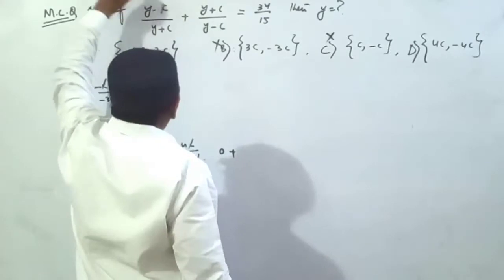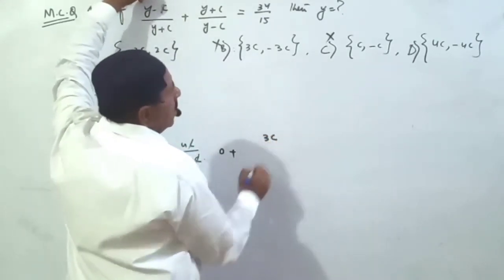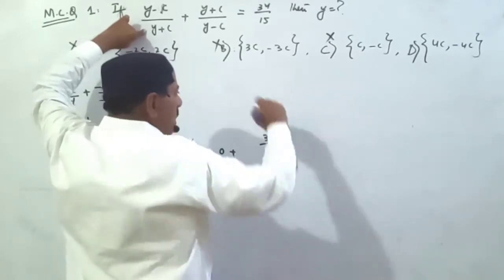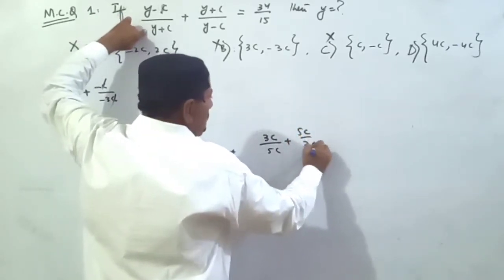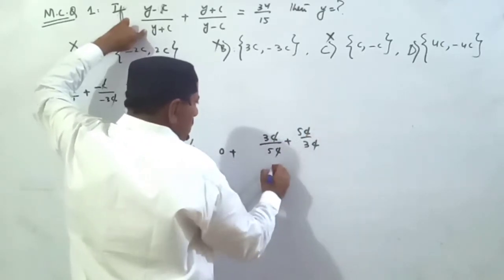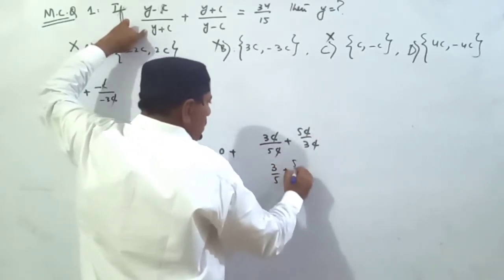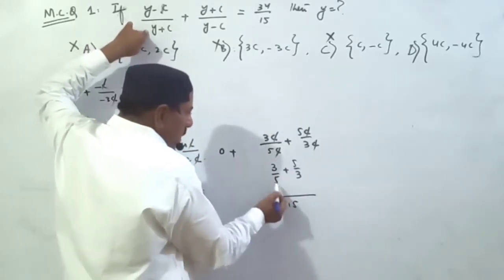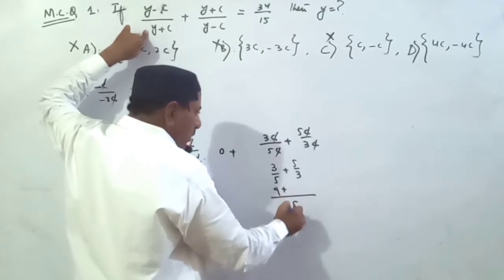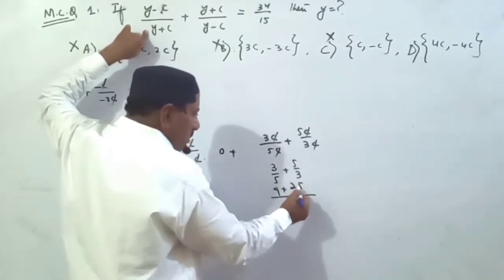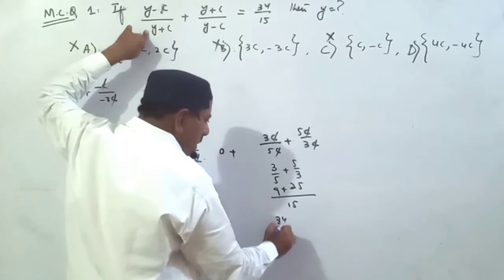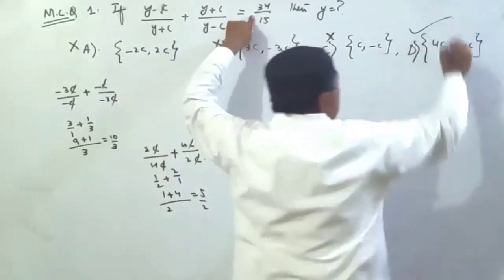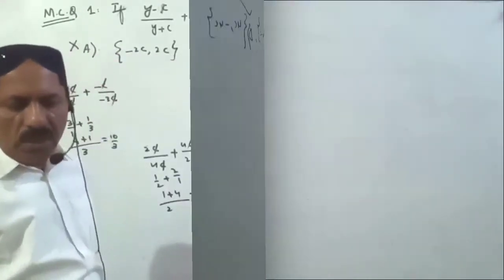Now D is option 4c. 4c minus c means 3c upon 4c plus c means 5c. So this will be reciprocal, means 5c upon 3c. c cancels. Result is 3 upon 5 plus 5 upon 3. The LCM 15. 3 times 5 is 15, 5 times 3 is 15, 3 times 3 is 9, 5 times 5 is 25. This will be 25 plus 9, 34 upon 15. So we need 34 upon 15. So D, 4c comma minus 4c is the correct option.